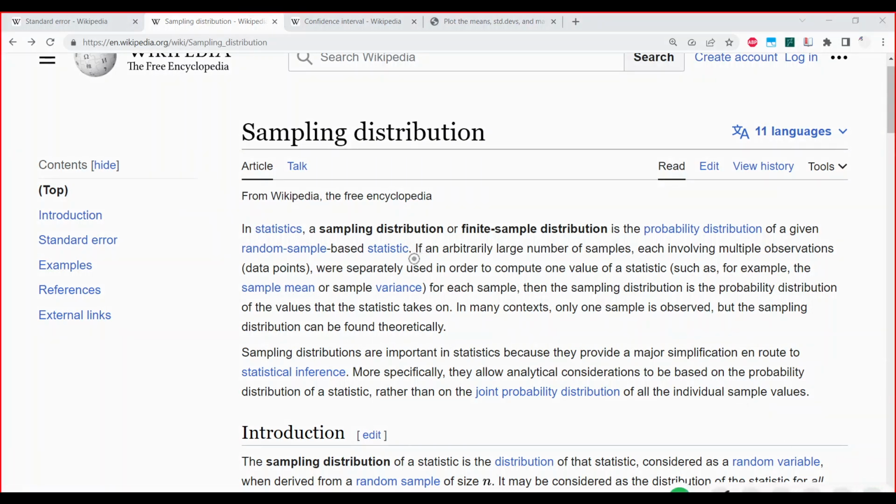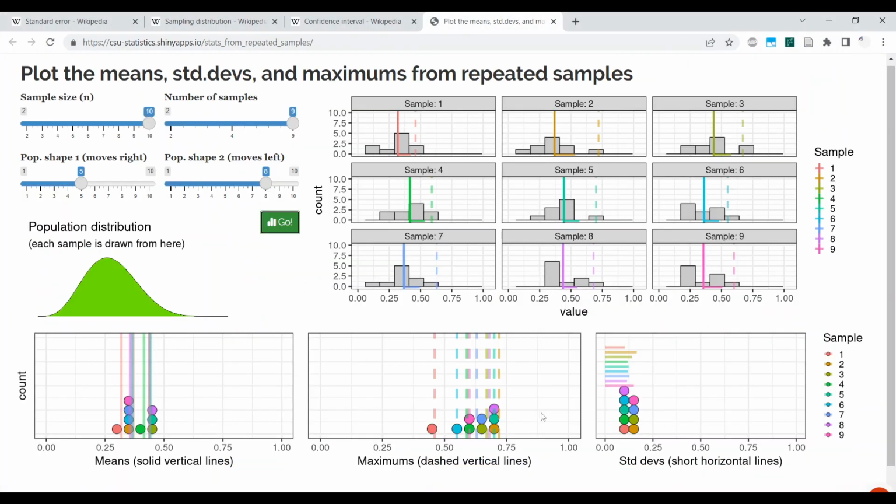Here's its quick definition. If an arbitrarily large number of samples, each involving multiple observations, were separately used in order to compute one value of a statistic, like the mean or variance, then the sampling distribution is the distribution of values that statistic takes on. So these things down here at the bottom of this plot are kind of like sampling distributions, except I've only got 9 samples. A proper sampling distribution has lots and lots of samples, thousands, millions. If we're in a theoretical math world, it's got an infinite number of samples.